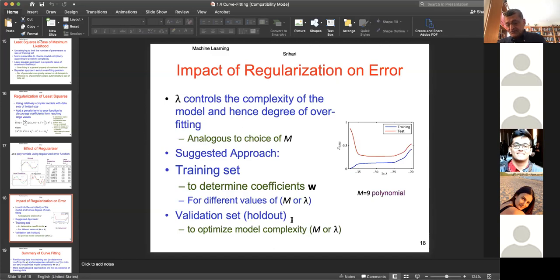So you're not doing it on the final test set that you're going to be using, but only on a holdout. You use part of the data for training the model and another part of the training data, which is held out, as the validation set to figure out where you should set the value of lambda. So this can be used for optimizing model complexity, M or lambda. You can try different degrees of the polynomial, or you can choose different values of lambda.